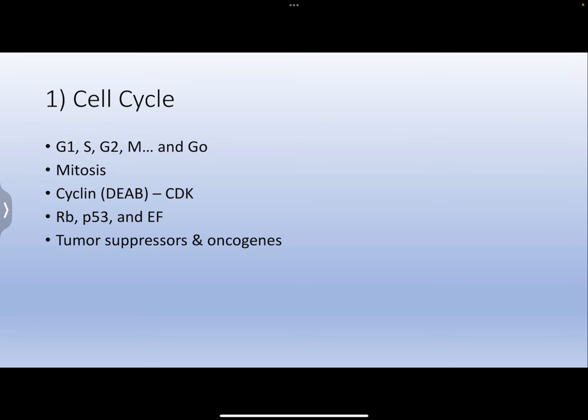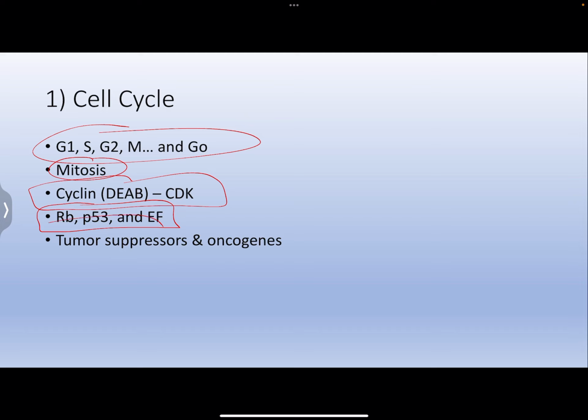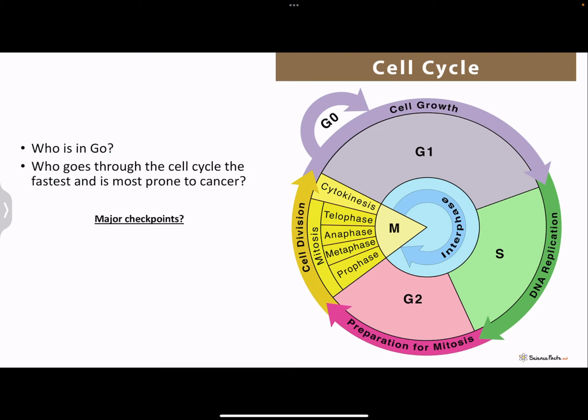So for the cell cycle, we're just going to go through the different phases of the cell cycle with an emphasis on mitosis. What are cyclins and how do they relate to CDKs? And for the G1 to S transition, the checkpoint, there's a lot of important proteins, retinoblastoma, P53, E2F that we should know about. And then we'll characterize tumor suppressors and oncogenes, and try to provide a nice framework, a lens through which we can see and think about them.